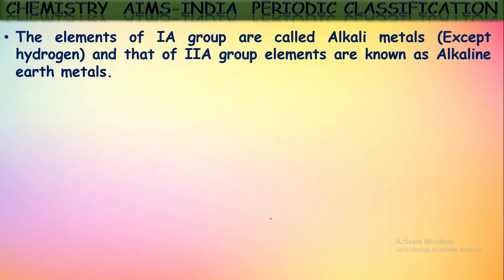The elements of 1A group are called alkali metals. Of course, this we have studied already in the earlier session, the special names given for the groups and the periods of the modern periodic table. First group elements except hydrogen are called alkali metals because in the first group mostly there are metals except hydrogen. Remaining all are metals as we know: lithium, sodium, potassium, rubidium, cesium and francium, and these elements can form alkalis. What does it mean by alkalis?